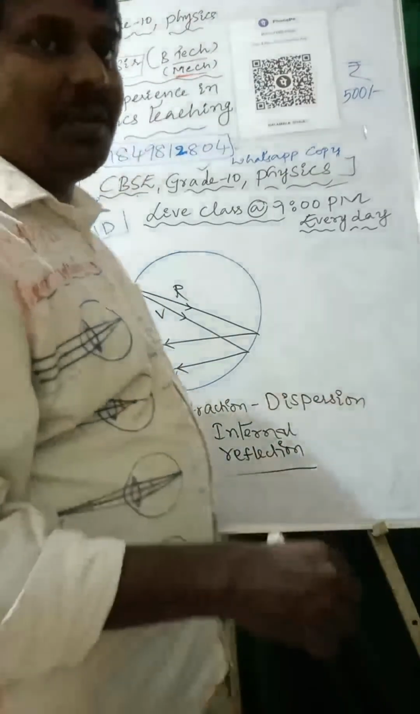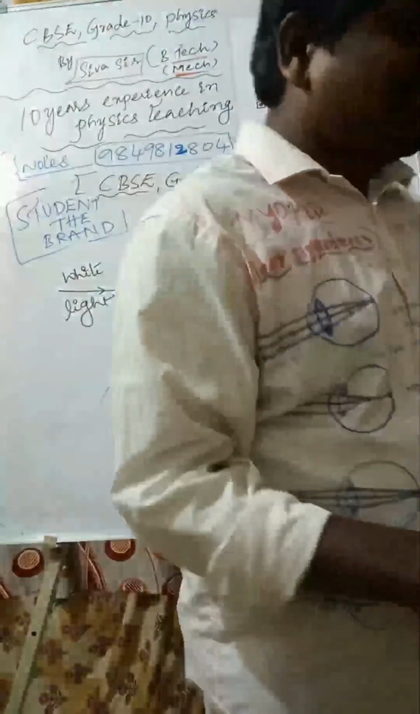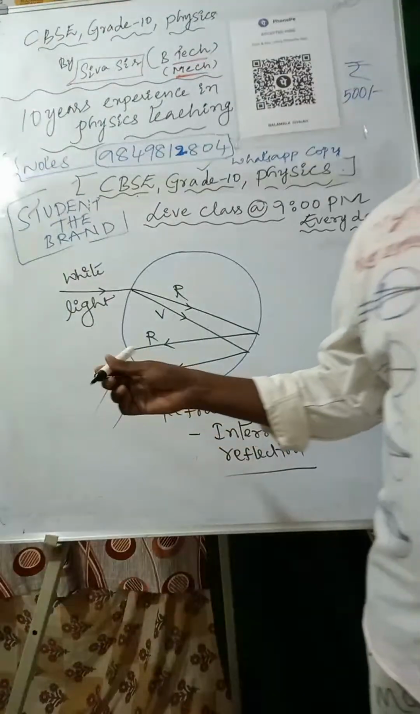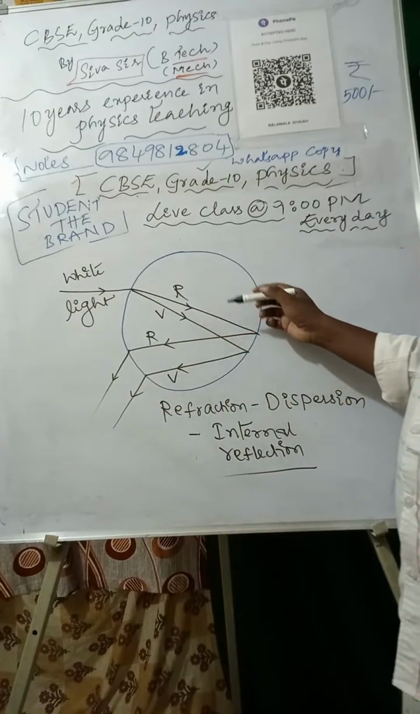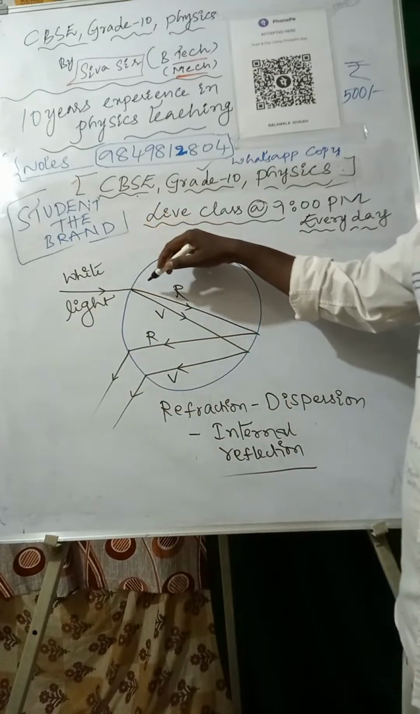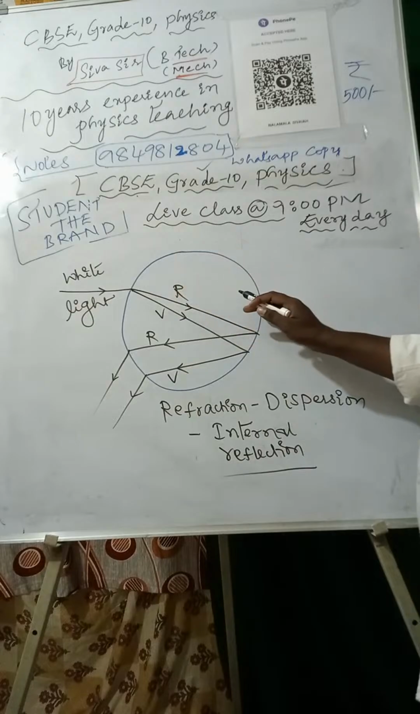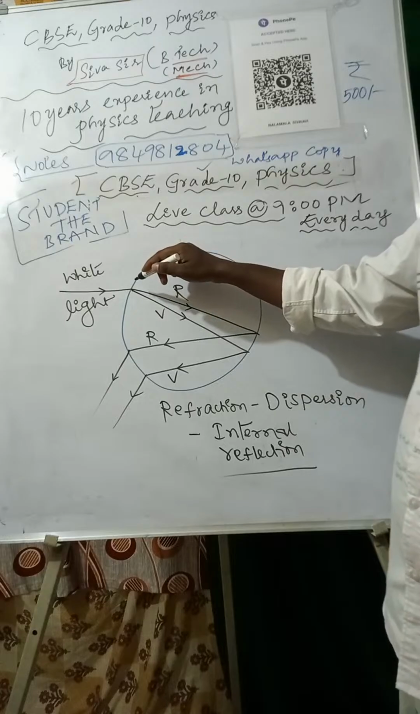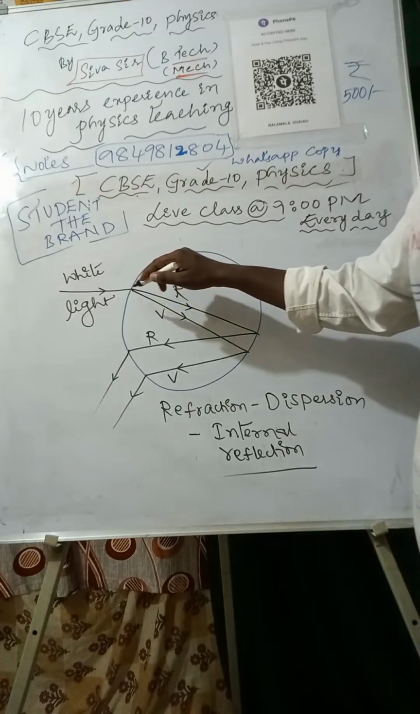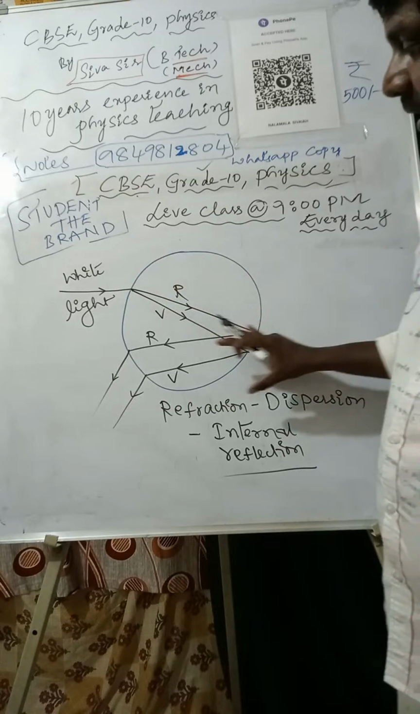So the phenomena involved in the formation of a rainbow are refraction, dispersion, and internal reflection. You can observe here, when a light ray comes like this, it is incident on the drop and will be reflected back. Dispersion takes place at this point, and it is split into 7 colors. Again, it will come out.